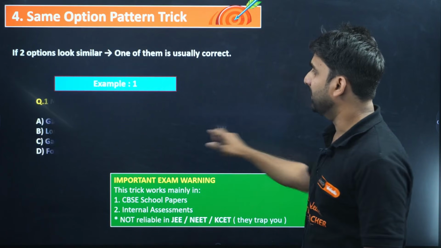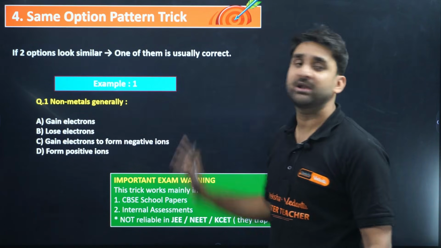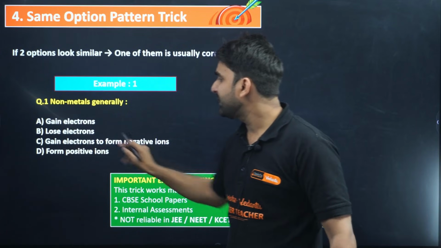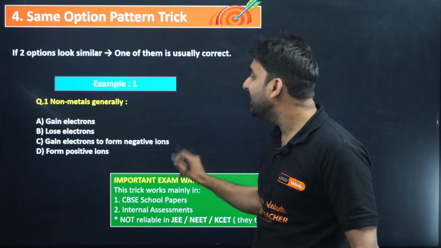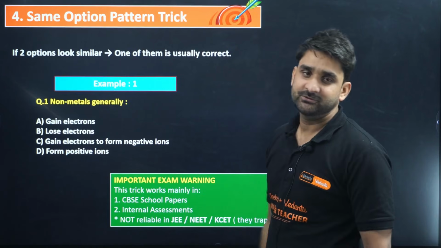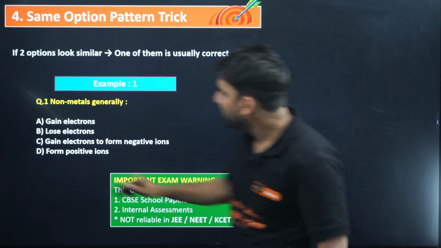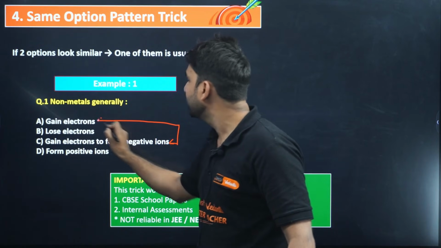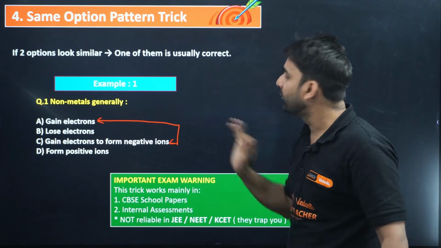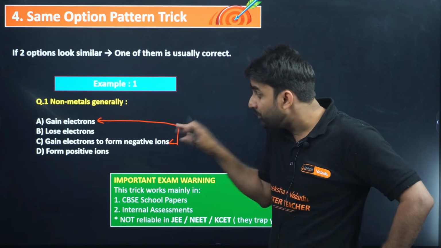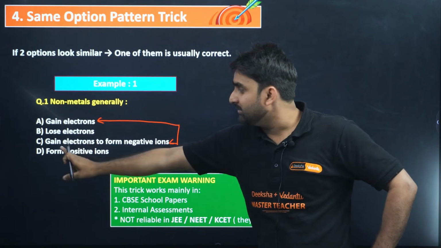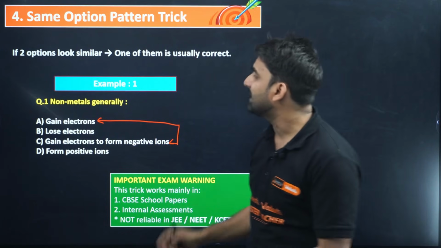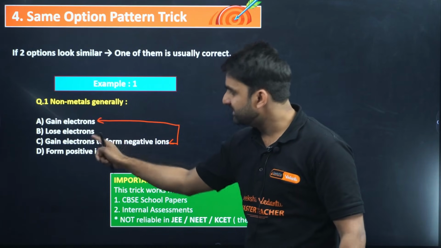Let me give you an example. The question is: non-metals generally gain electrons, lose electrons, gain electrons to form negative ions, form positive ions. Now you can see in these four options, these two options are a bit relatable. You can see here, these two options: gain electrons and gain electrons to form negative ions. The word gain is there and the term gain is here also. So there is a bit of a chance that the correct answer will be one of these options.